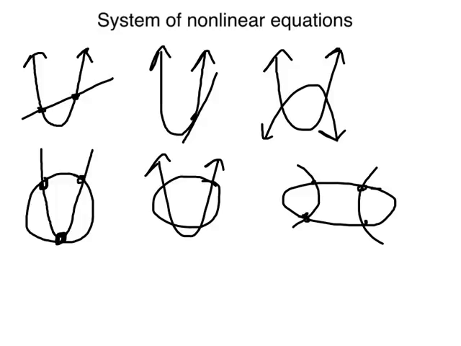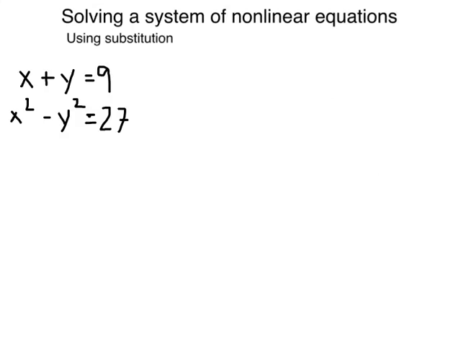So in a system of nonlinear equations, you can have 0 solutions, 1 solution, 2 solutions, 3 solutions, or 4 solutions. You also could have infinite solutions if it was the same equation, for example, if you had the same parabola on top of each other. Okay, so we don't necessarily have to have only one solution for nonlinear equations. Let's take a look at how you would solve a system of nonlinear equations.